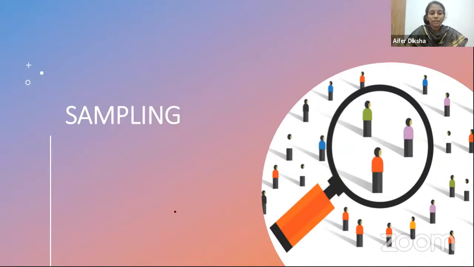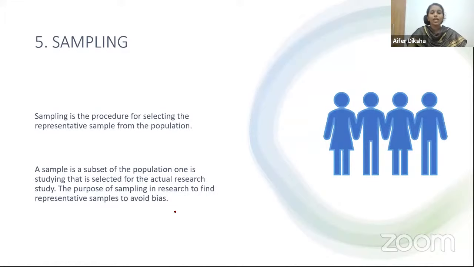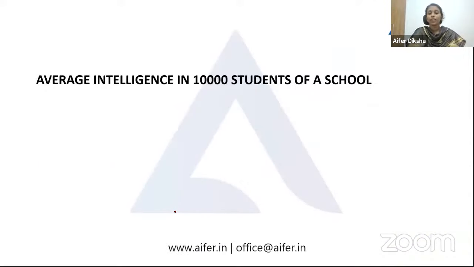Now we are going to sampling. What is sampling? I know you will be familiar with sampling. Suppose we are going to conduct a research. We are going to test the average intelligence of 10,000 students of a school. Now, is it practically possible for us to give the intelligence test to all these 10,000 students? I think not. So in that case, what will we do?